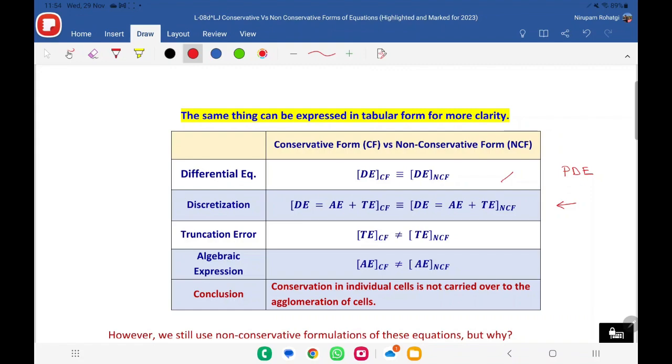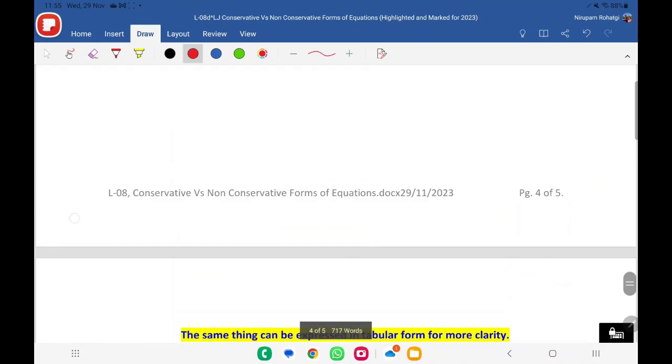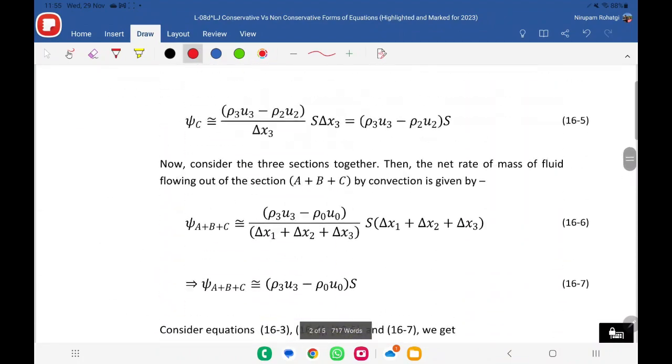We are following the mathematics. But what happens is their truncation error are different. When their truncation error are different, then their algebraic forms have to be different. Now, because the algebraic equations are different, then you find that in one case the conservation holds good, in another case conservation doesn't hold good. Right? At the cell level. So, this is what the non-conservative form and conservative form equation, what is the difference. Now, I'll go back and show you how does it happen.